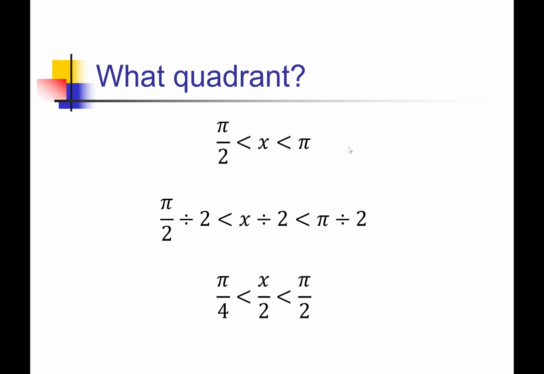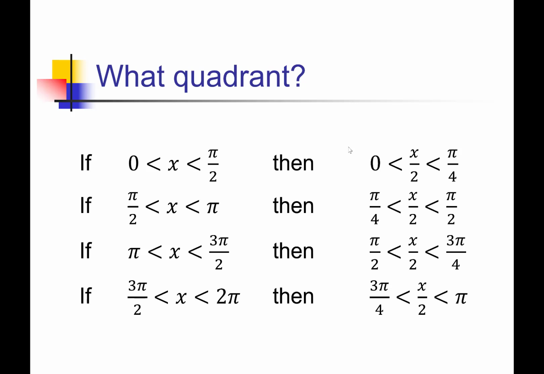That will help you figure out what quadrant your new angle is in. Looking at this a little further, if we're in the first quadrant, meaning we're between 0 and 90 degrees, or 0 and pi over 2, then our half angle is also going to be in that first quadrant. If we're between pi over 2 and pi, then our half angle will be in the first quadrant. If we're between pi and 3 pi over 2, then our half angle will be in the second quadrant. And if we're between 3 pi over 2 and 2 pi, then our half angle will be in the second quadrant.